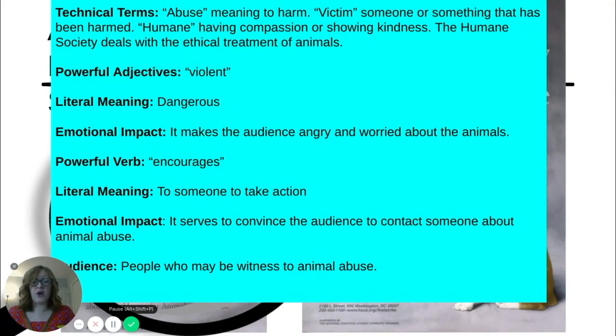A powerful verb you might find is the word encourages. The word encourages means to get someone to take action. The emotional impact of this advertisement is it serves to convince the audience to contact someone about animal abuse. And the intended audience are people who may be witnesses to animal abuse.